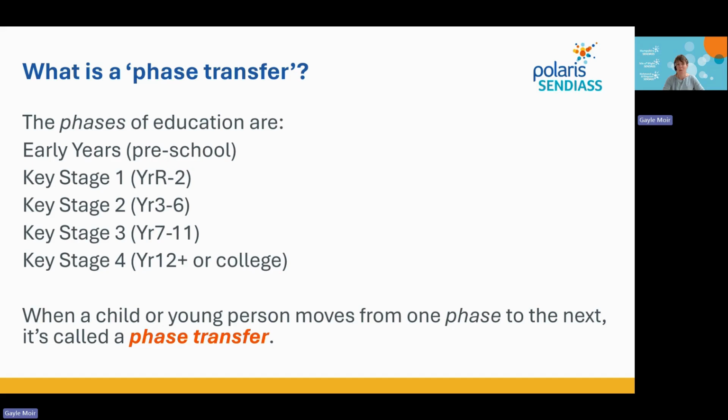Phase transfer is the transfer that happens when a child moves from one of those key stages to another, and it often involves moving from one setting to another. So for instance, from early years into infant school, from infant school into junior school, or from junior or primary school into secondary school, or from secondary school onto college.